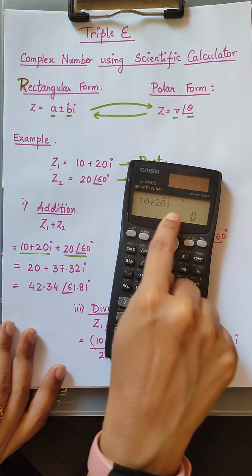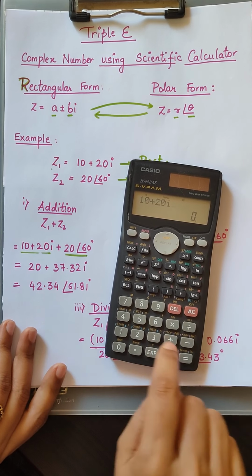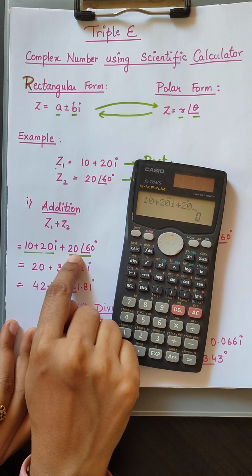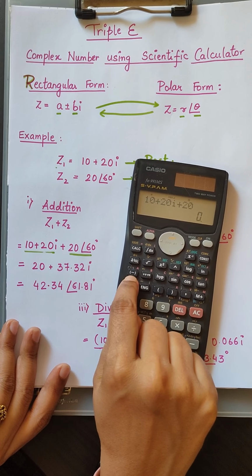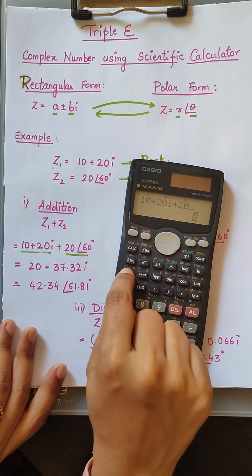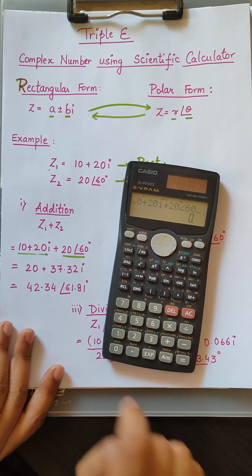Okay, now the first number is entered. Now next enter the other number. So that is plus 20. How to get this at an angle? So here we can see above this minus sign in the bracket we can see the symbol of angle. So just take shift angle. So this will give us the angle symbol and then 60.